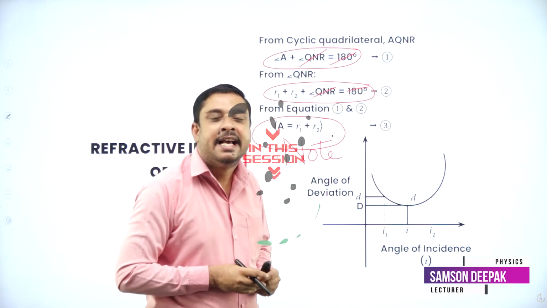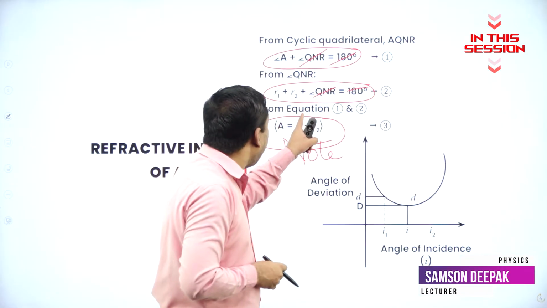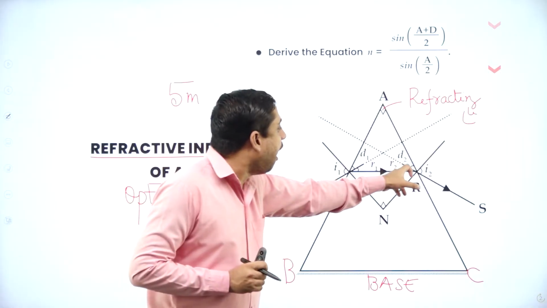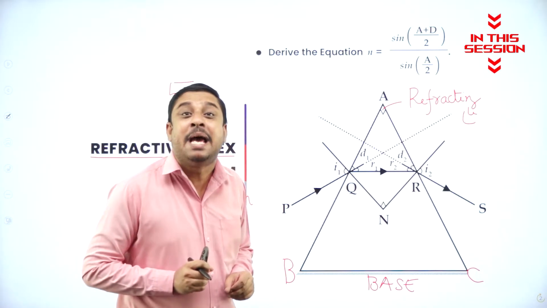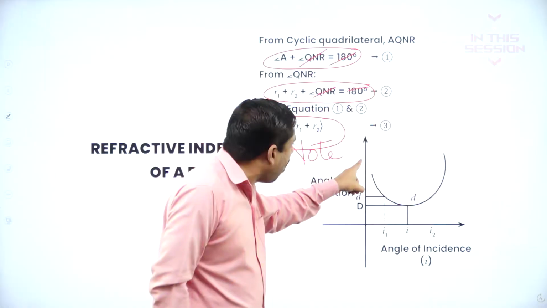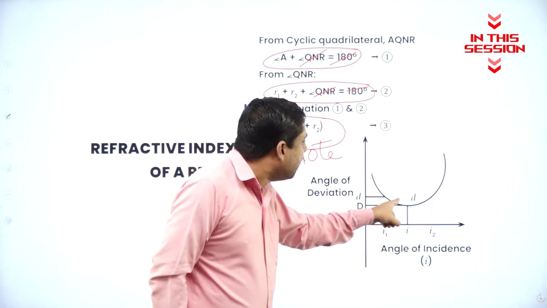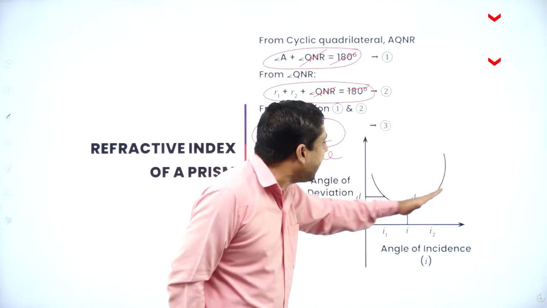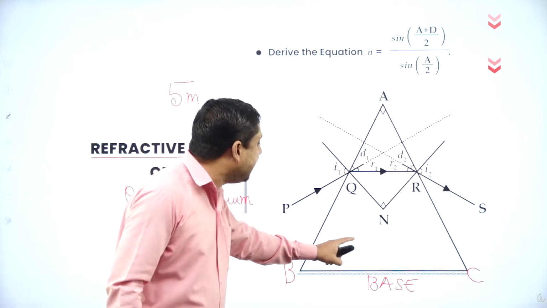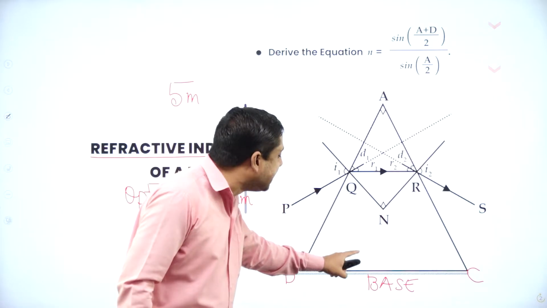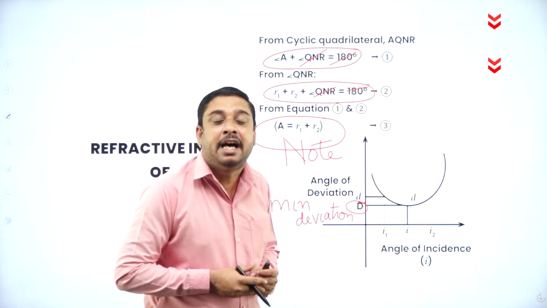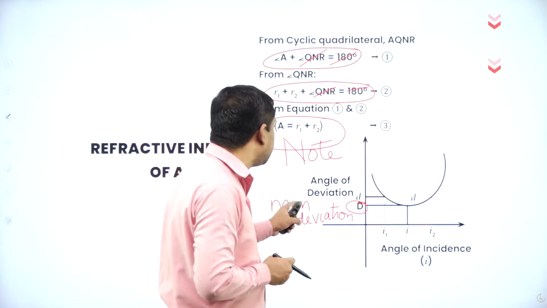Angle A is always R1 plus R2. So RS is called the emergent ray. The angle of deviation will first decrease and again increase when light is incident on the base. Don't get confused. Small d is the angle of total deviation.